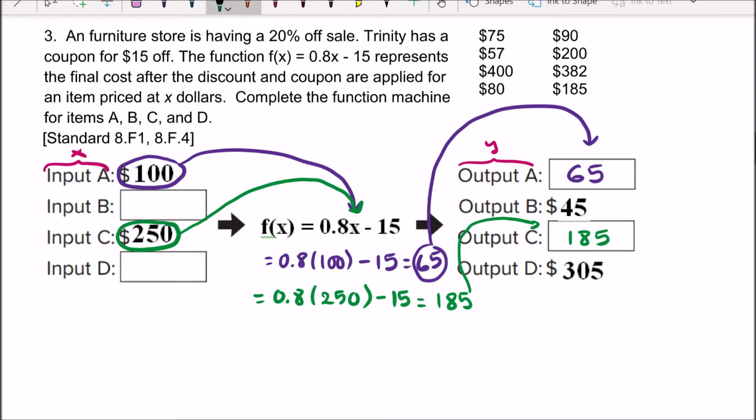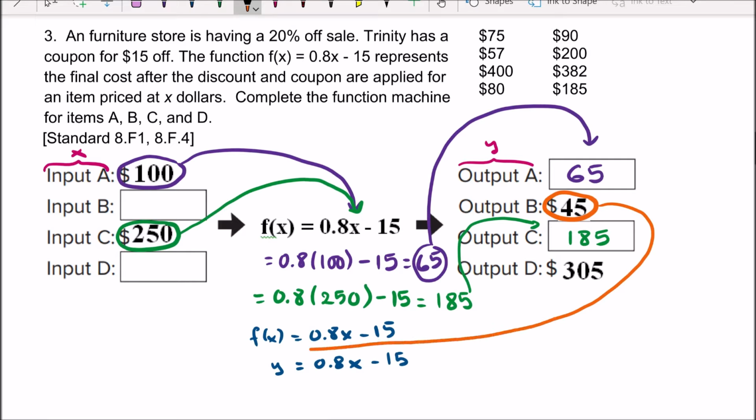Now we're looking at the second column, where the output B is $45. Again, output is the y value. F of x equal to 0.8x minus 15 can be understood as y equal to 0.8x minus 15. So we're going to plug $45 into the y place. That will give you 45 equal to 0.8x minus 15.